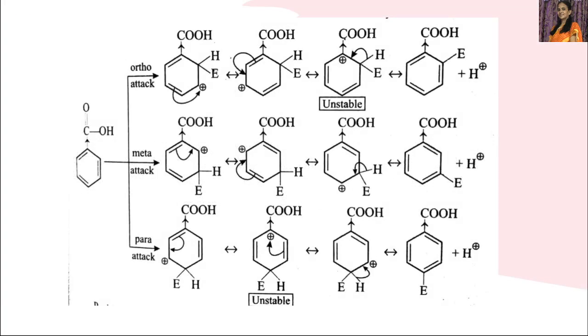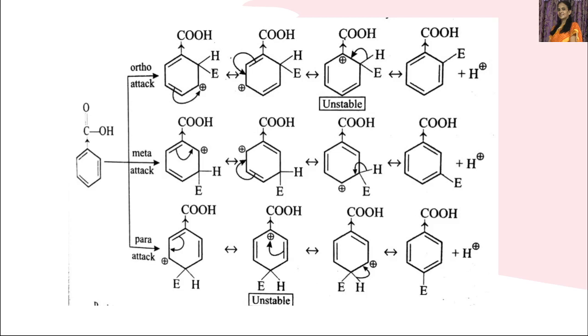Benzoic acid, that is, the COOH group is present as the first substituent on the benzene ring. Then what happens to the other electrophile, that is, the second electrophile, which has to go to either ortho, para or meta position? When this particular electron withdrawing group is present, the incoming electrophile is forced to go to meta position only, because at ortho and para positions the electron density will be decreased.